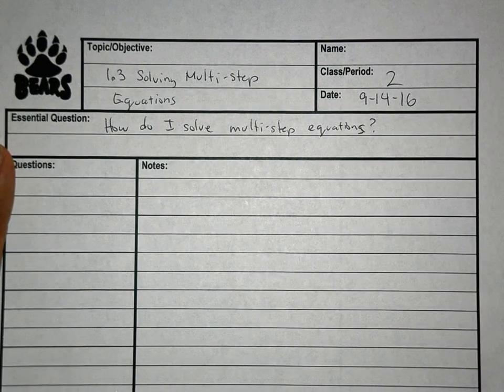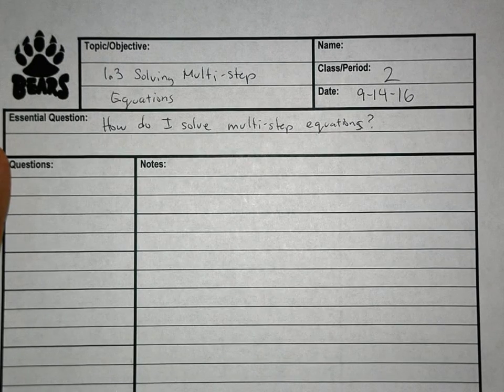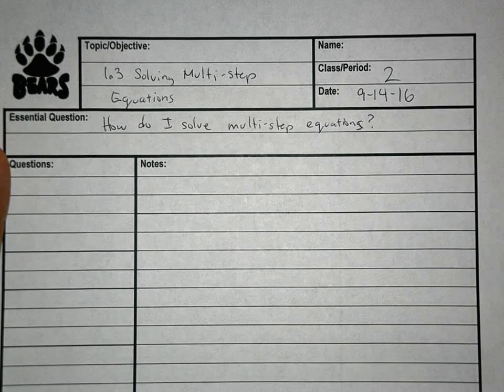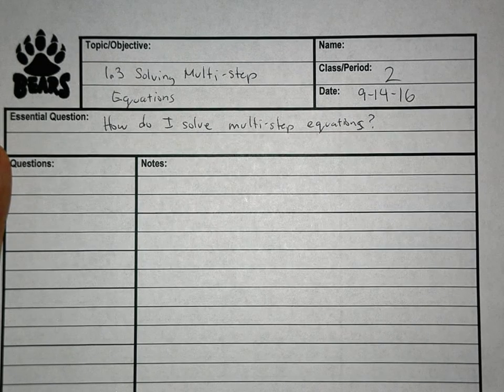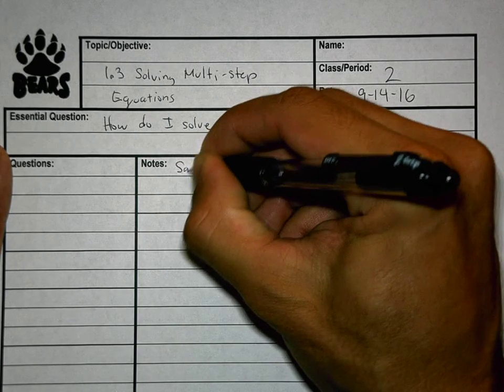When you are working with multi-step equations, you had a small glimpse of this in the 1.2 homework. Okay? But the 1.3 is the same thing except a little more advanced. You are going to have to make decisions when you're solving these types of problems. And the decisions should be based off of two things.